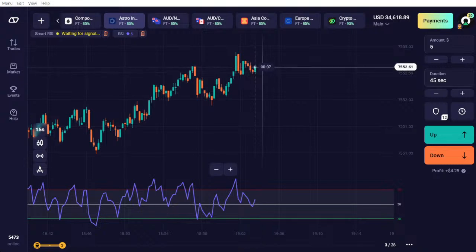And you can also work on the candle formation, guys. So there are chart patterns and candle patterns. You can work on both of them.